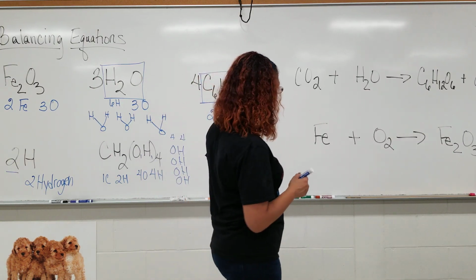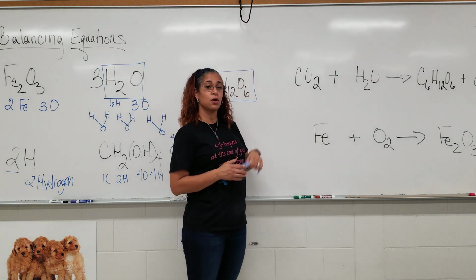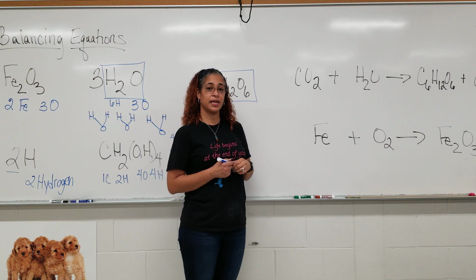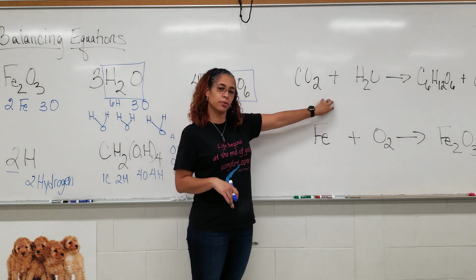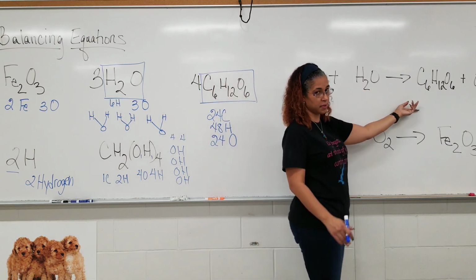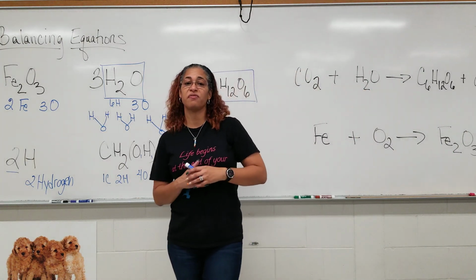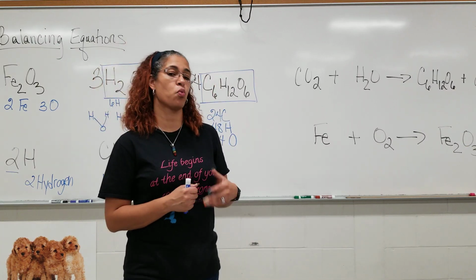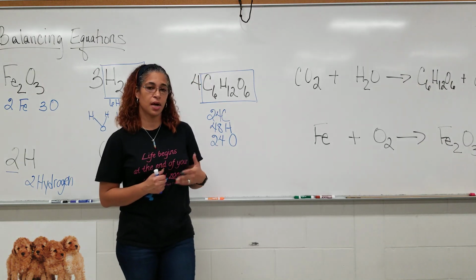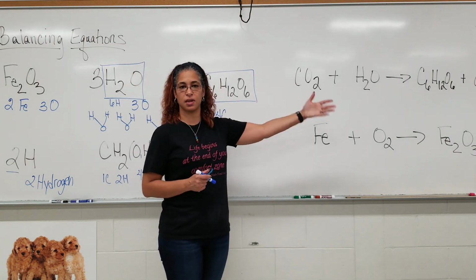Okay? So, in order to do this, what you have to do is make sure that the number of elements going into the chemical reaction is equal to the number of elements coming out of the chemical reaction. The law of conservation of matter states matter cannot be created or destroyed. It is converted from one form to another. Because it is converted from one form to another, everything that goes in must come out.